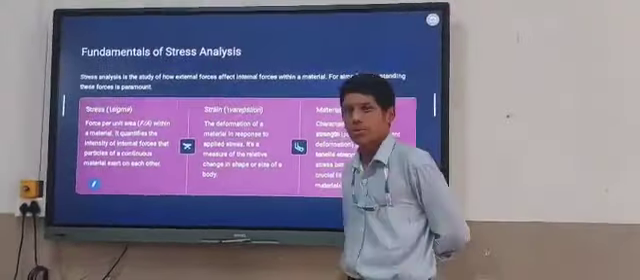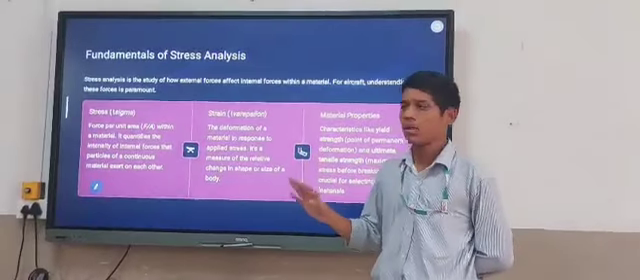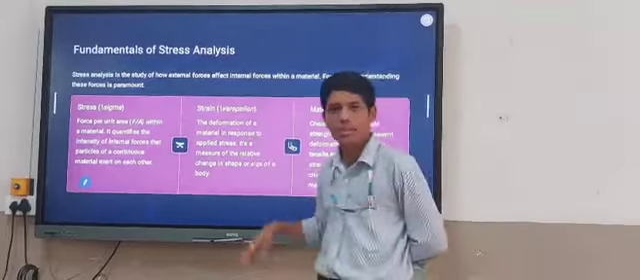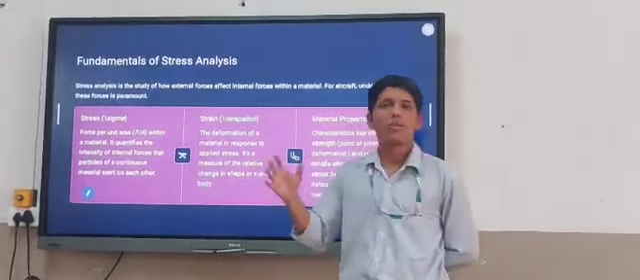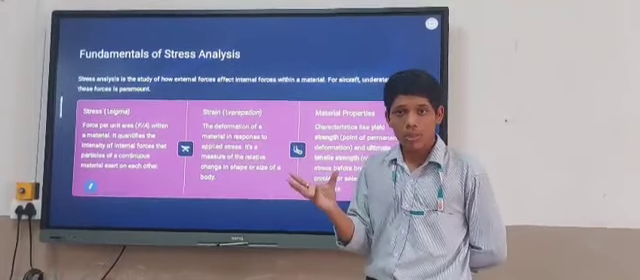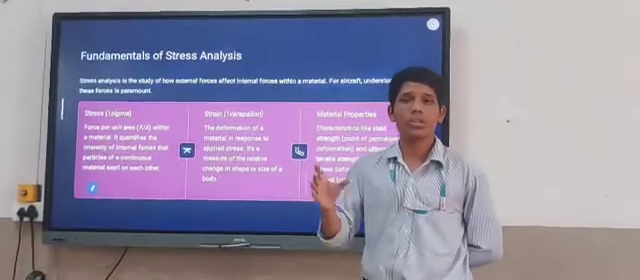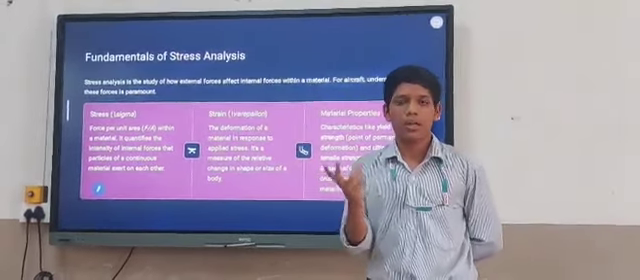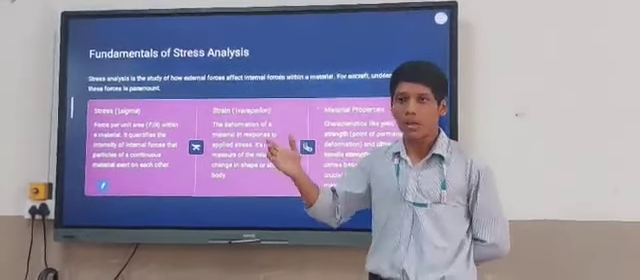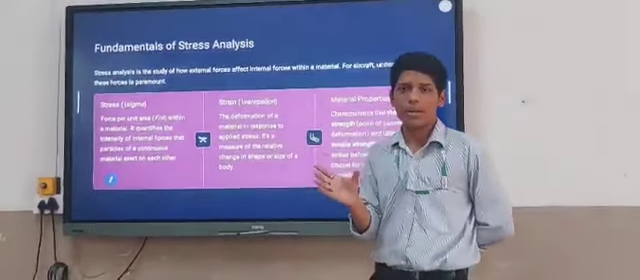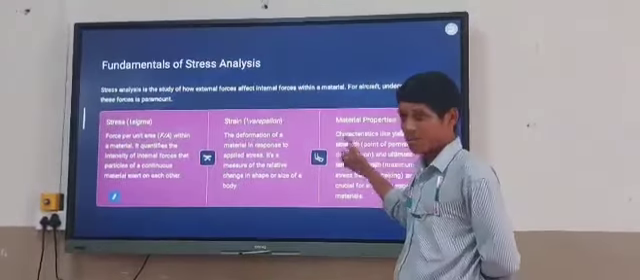Fundamentals of stress analysis. This topic relies on stress, strain and material properties. Stress is basically force per unit area. When a force is applied to an object, there are certain deformations, various types of forces act on that object and various outcomes are seen, and therefore stress is a very vital and important part of this test.